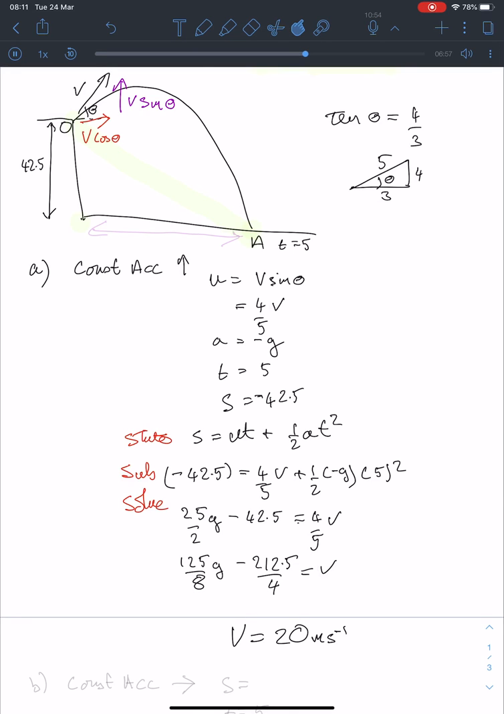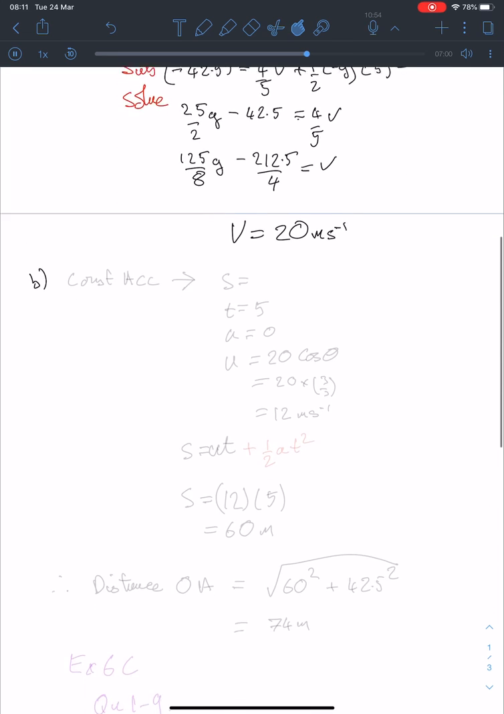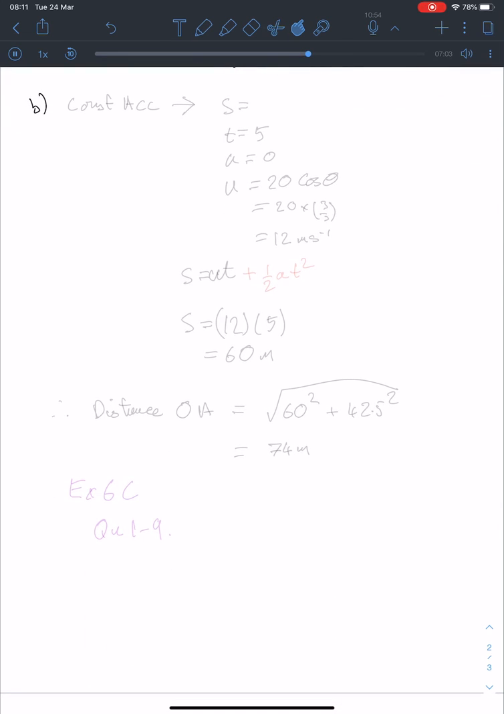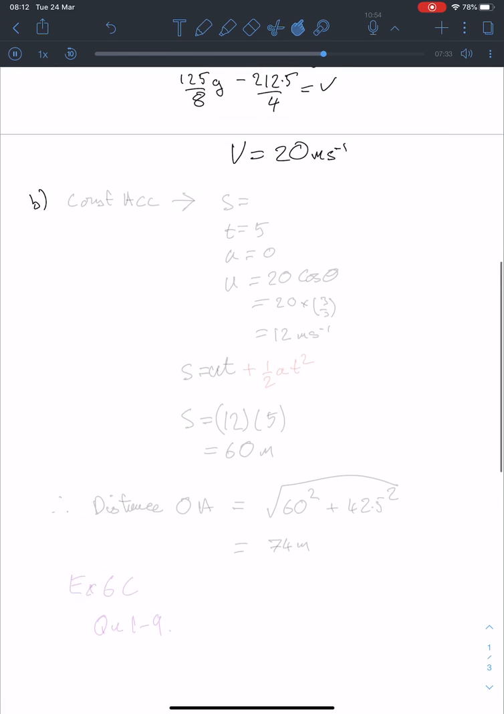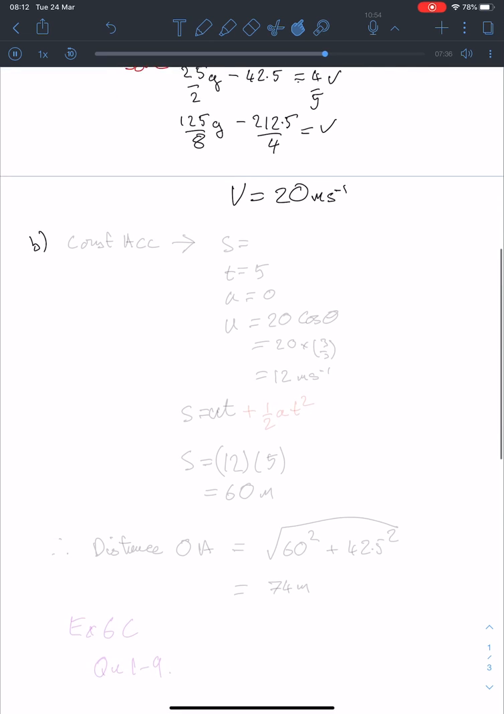Okay, part B. So part B asks us to find the distance between O and A. Now, here you've got to really make sure that you've read the question carefully. Find the distance between O and A. That's not the distance from the base to A, but the distance from O to A. Lots of people will miss that in the question.